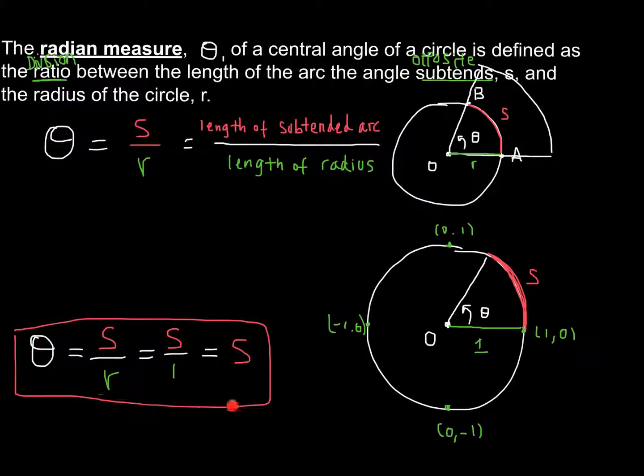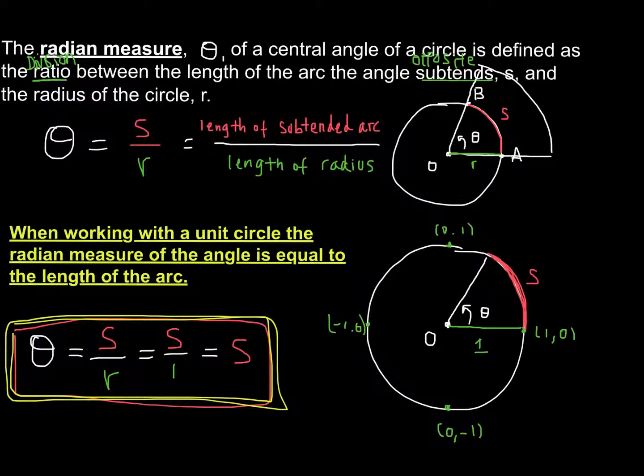And this is why it is, right? Because the ratio between the arc length and the number 1, well, that's just the value of S, right? If you divide anything by 1, you're just going to get that value. And so what we often refer to as radian measure of an angle is just the arc length around a unit circle that you would have to travel in order to create that angle. So here we have that written out. When working with a unit circle, the radian measure of the angle is equal to the length of the arc. And that's something that we're just going to always commit to memory and have in the back of our heads whenever we're working with radian measures.